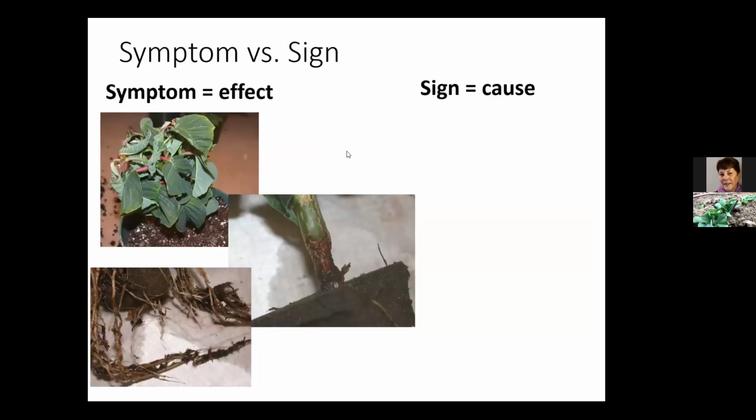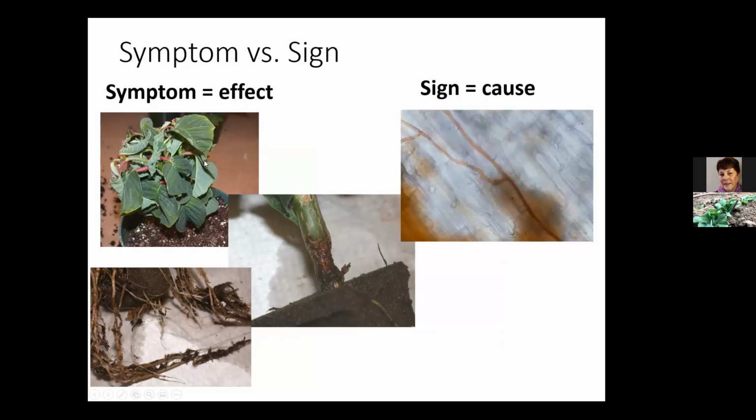So, symptom versus sign. The symptom is the effect, basically. So we're seeing wilting, or we're seeing some sort of canker down here towards the crown of the plant. We're seeing root rots associated with that. Those are the effects, and that is the symptom. The sign is actually going to be the cause.